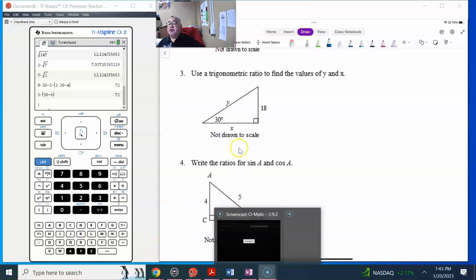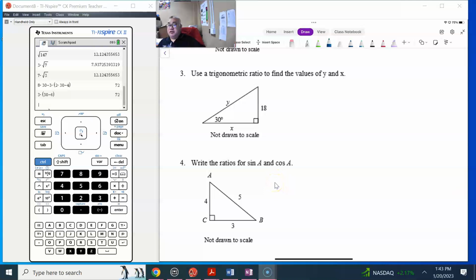For number 3, it says, use a trig ratio to find the values of y and x. So remember the mnemonic statement: sine is opposite over hypotenuse, cosine is adjacent over hypotenuse, and tangent is opposite over adjacent. What we're going to use is sine, since we have the opposite and we're looking for the hypotenuse. So we have sine of 30 degrees equals the opposite side, which is 18, over the hypotenuse, which is y.